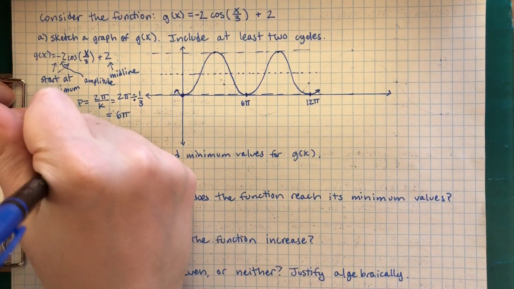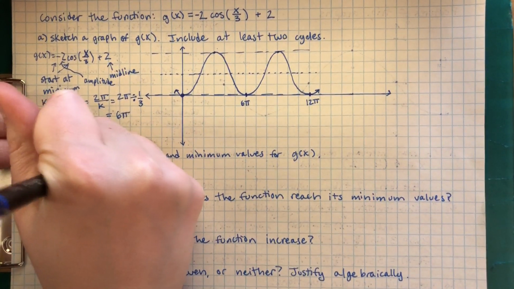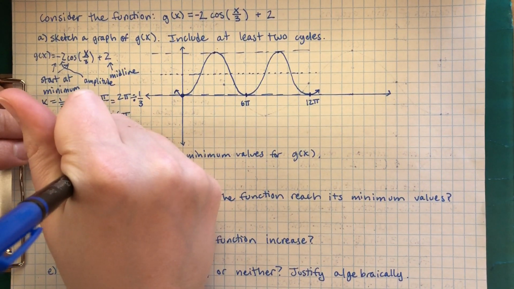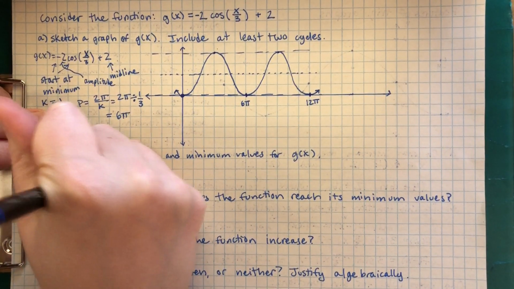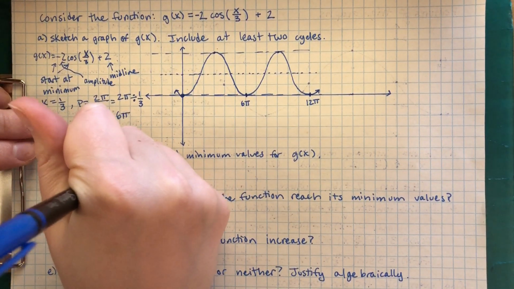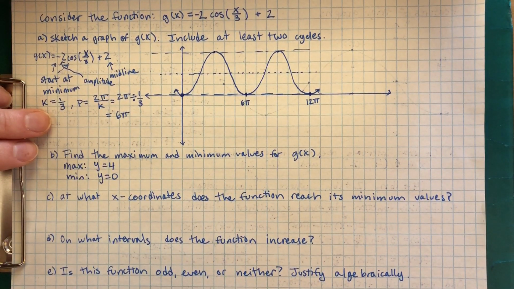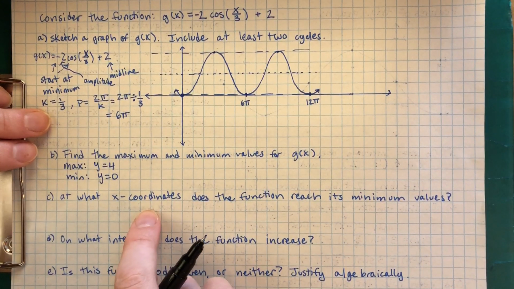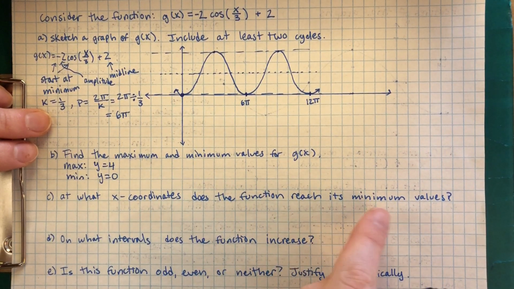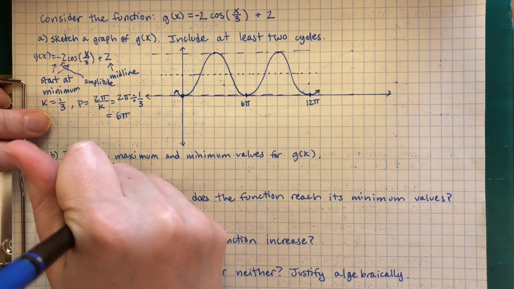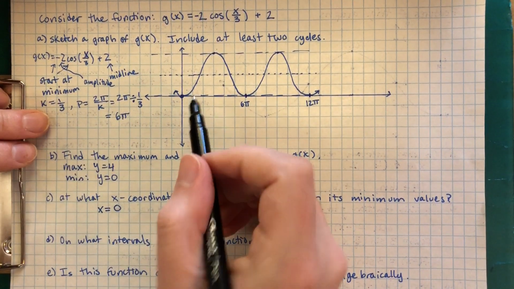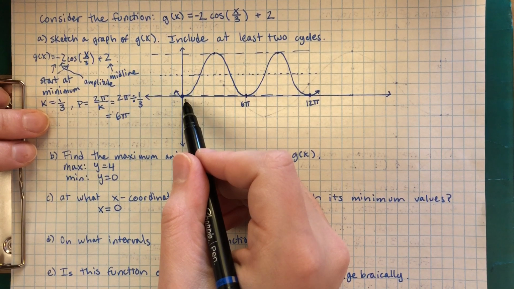Maximum and minimum values. I can see that it goes up to y equals 4 and down to y equals 0. At what x coordinates does the function reach its minimum values? Well, I know that it reaches a minimum value at x equals 0.